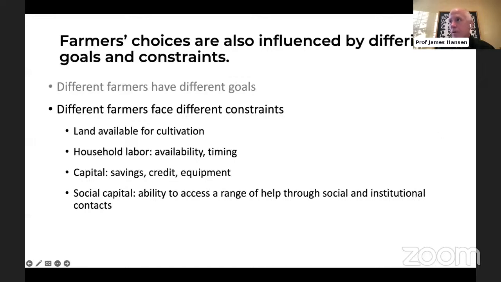Let me adjust the window here so I can see more clearly.